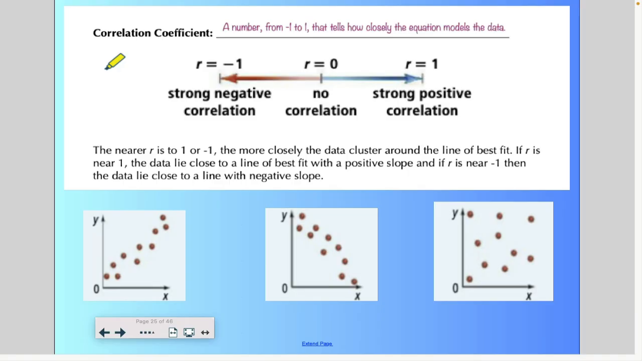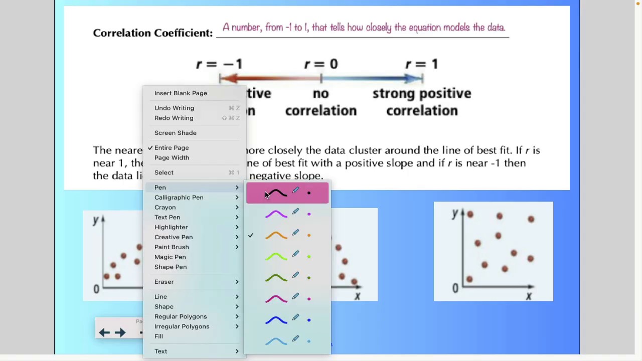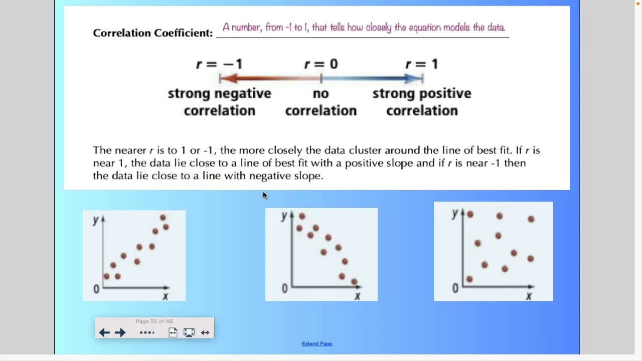Okay. So what this means is the correlation still has varying levels of strength.